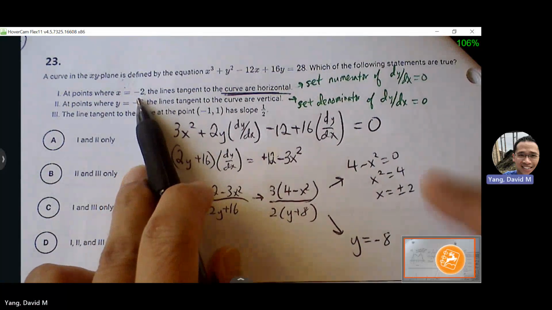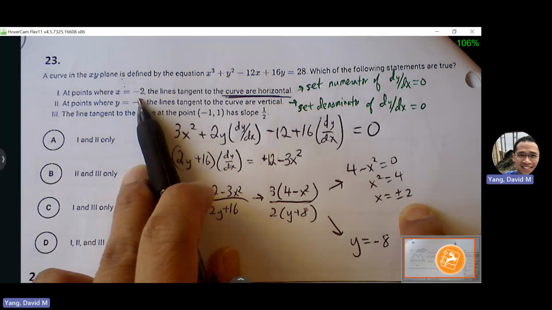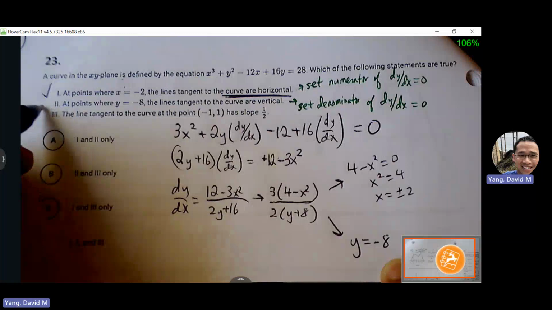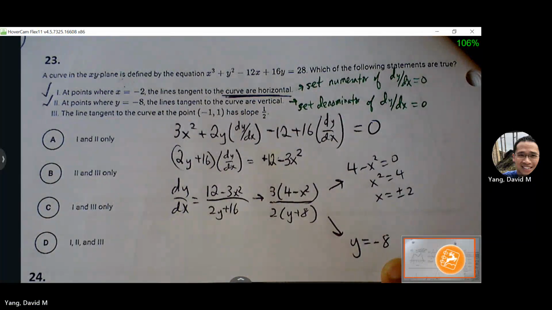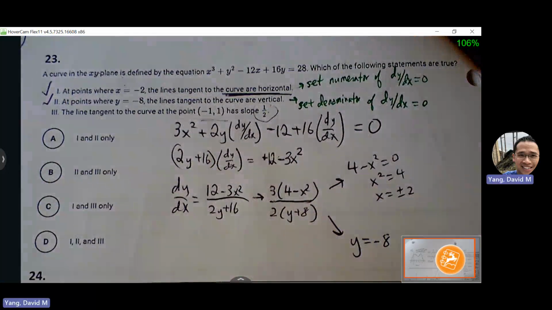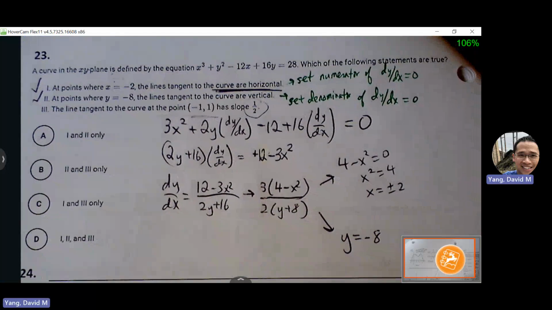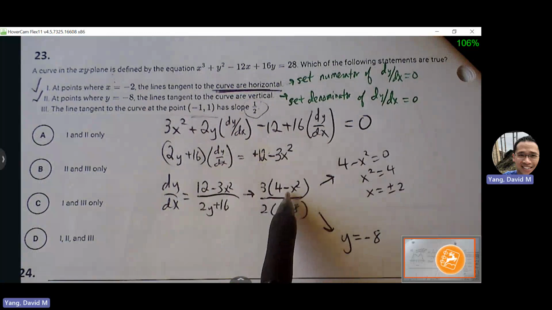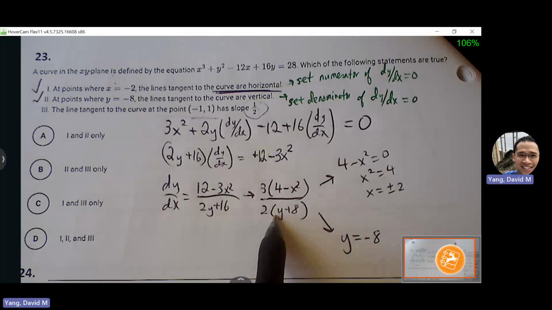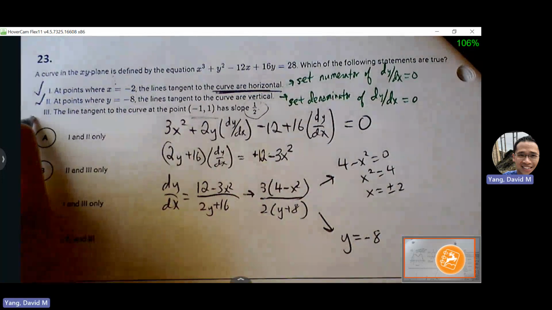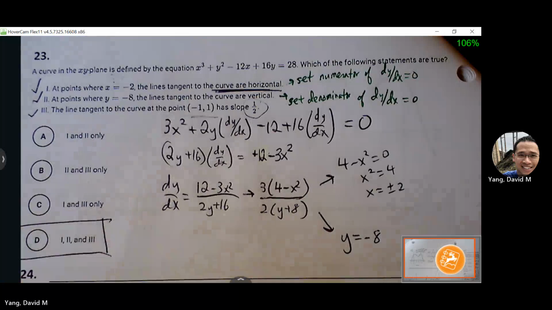So x equals -2, horizontal tangent, that's true. y equals -8, vertical tangent, that's true. And then there's a slope of 1/2 at ordered pair (-1, -1). So if I plug -1 in for x and y, I get 4 minus 1 is 3, 3 times 3 is 9. Plug -1 in here, -1 plus 8 is 7, 7 plus 2 is 18... so 9 over 18 is 1/2. I do get a slope of 1/2, so all 3 statements are true.